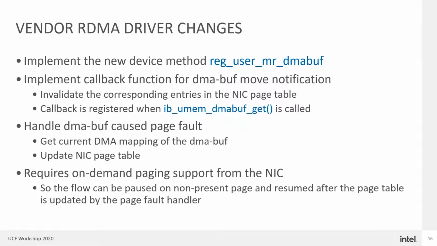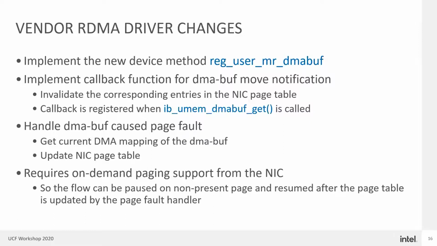The vendor driver, for the specific hardware, also needs some changes. At first, it has to implement the new device method, reg_user_mr_dmabuf, and then it has to implement the callback functions for DMA buff move notification. In the callback functions, it has to invalidate the corresponding entries in the page table. And the callback function is passed up to the ib_umem_dmabuf_get function through the ops parameter.